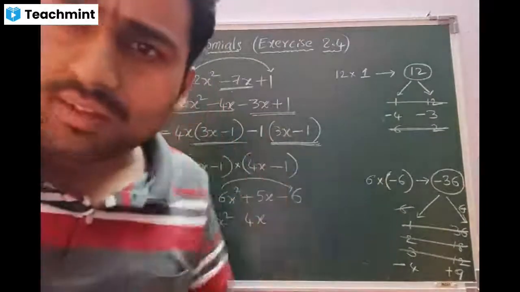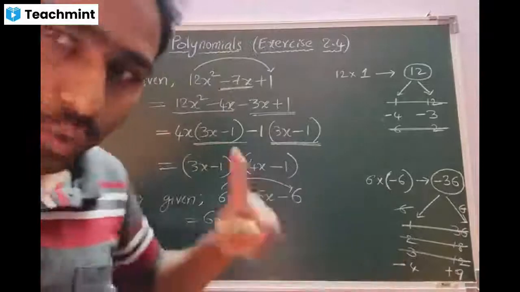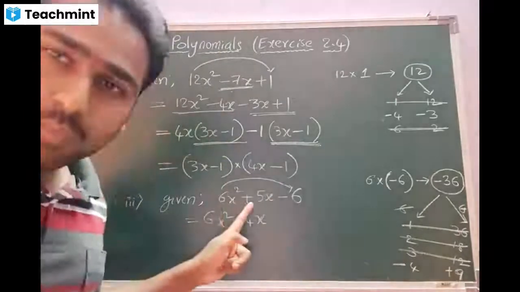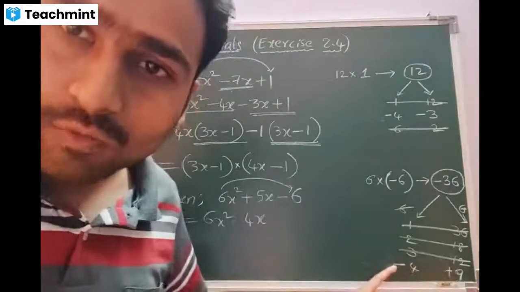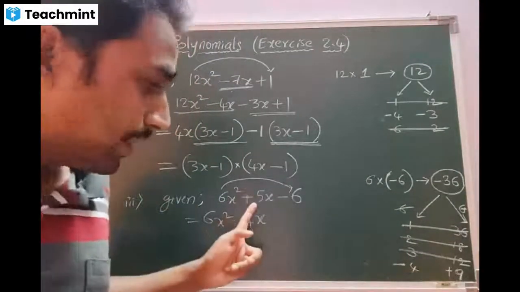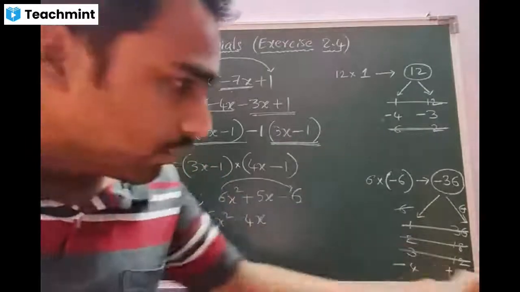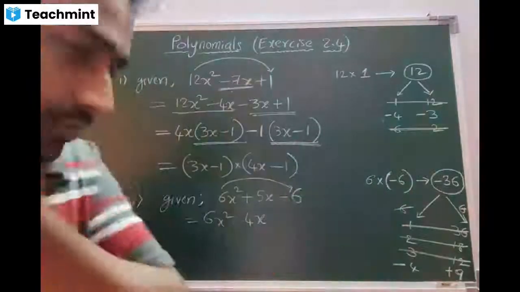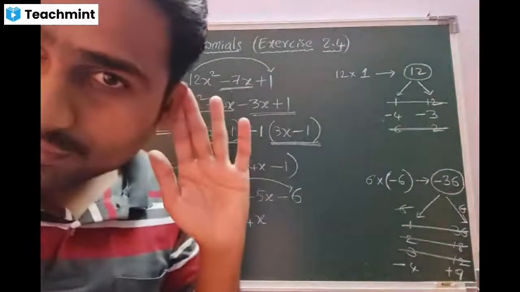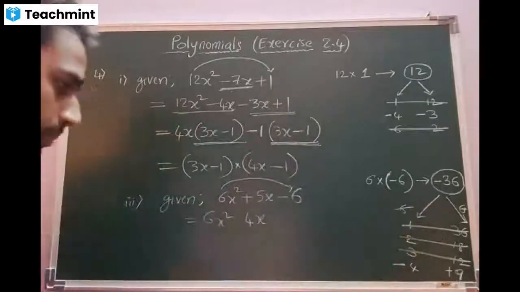There is a reason, beta, why I have taken plus here only. Why not here? Look at the concept. If the middle term is positive, always go for the bigger factor as plus and smaller factor as minus. If the middle term is negative, suppose here it is minus 5, then the bigger factor should be minus, smaller factor should be plus. Is that clear? Yes, sir. So remember these rules. Yeah, let me continue.